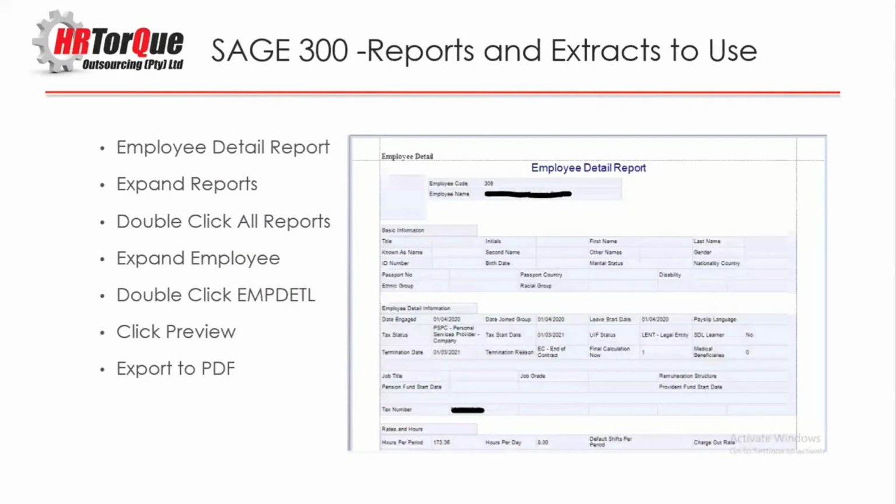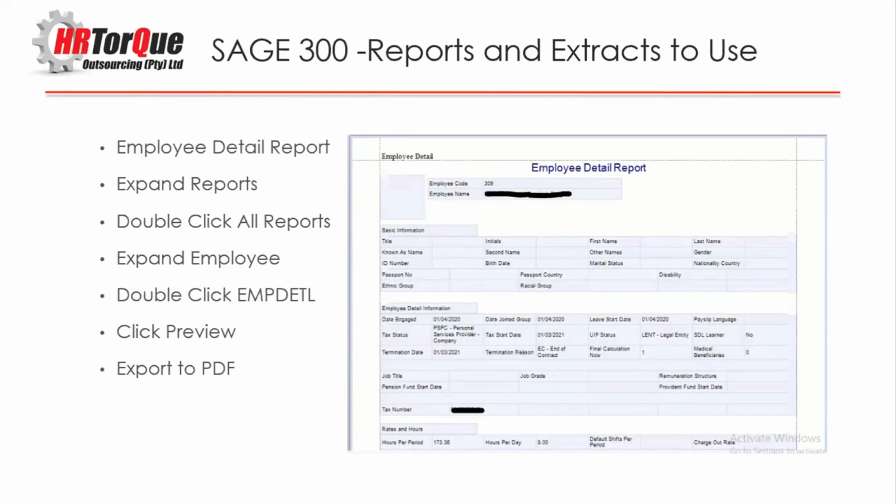And then we can move on, and we're also going to have a look at how we look at our employee master detail. Here we can go to our employee master detail report. We expand reports, click on all reports, expand the employee section, and double click on EMPDETL, which is the report name. Click on preview, and then we can export it to PDF. You could also export this to Excel, but it's going to be a very messy Excel. You don't particularly want this report in Excel.